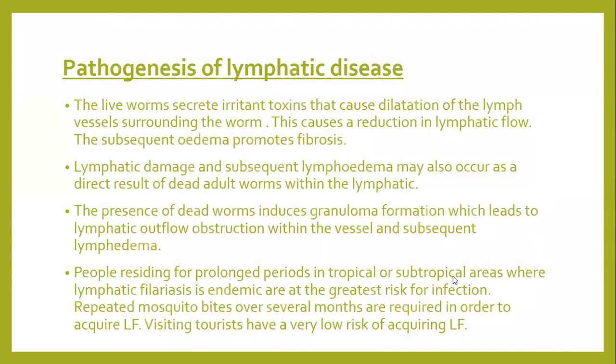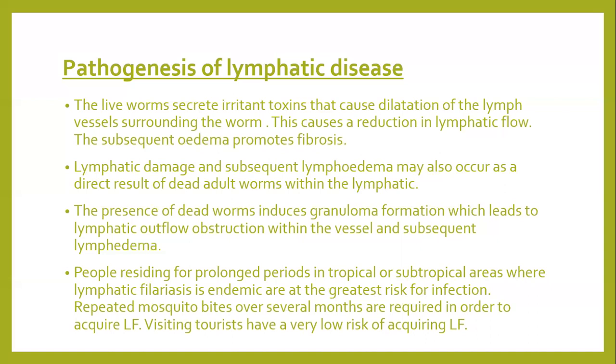Pathogenesis of the lymphatic disease. The live worm secretes irritant toxins that cause dilatation of lymph vessels surrounding the worm. This causes a reduction in lymphatic flow, and subsequent edema promotes fibrosis. Then lymphatic damage and subsequent lymphedema also occur as a result of direct presence of adult worm in the lymphatics. These dead worms induce granuloma formation, which leads again to lymphatic outflow obstruction within the vessel.